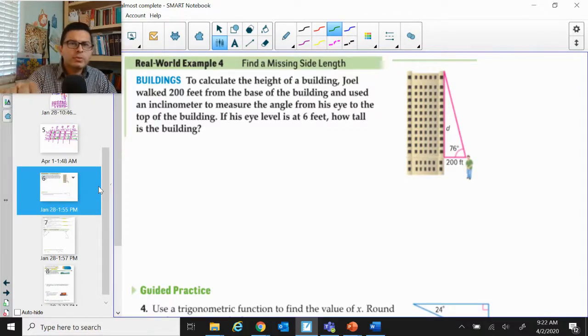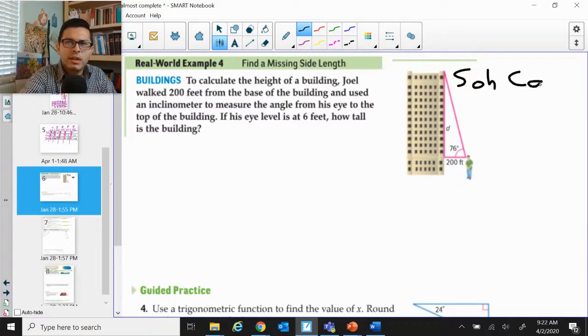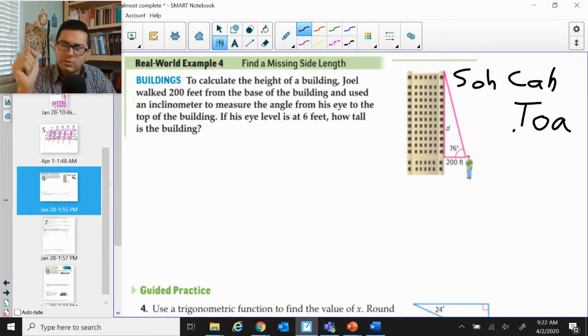First and foremost, we're going to write down our SOHCAHTOA. So let's go ahead and say SOHCAH, I'm going to write TOA right here. So we have 76, which is our angle that we're using. In this case, that will be our theta. We have 200 feet. Where is that 200 feet? Well, it's not the hypotenuse. So that's going to be our adjacent side.